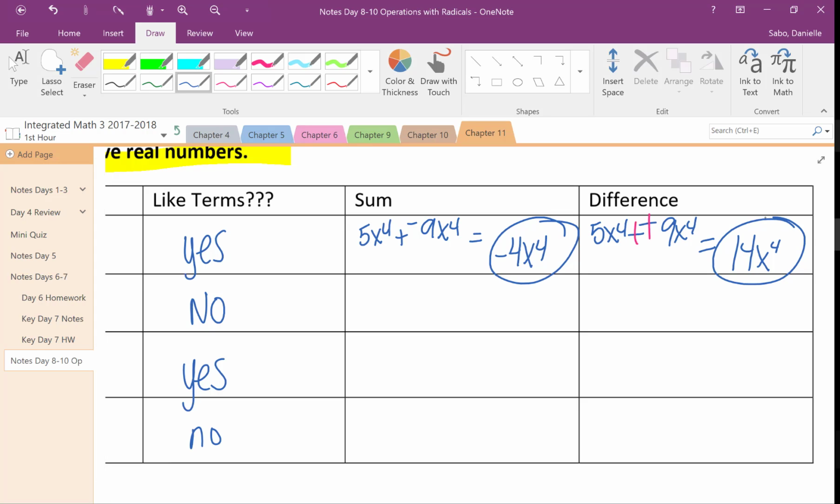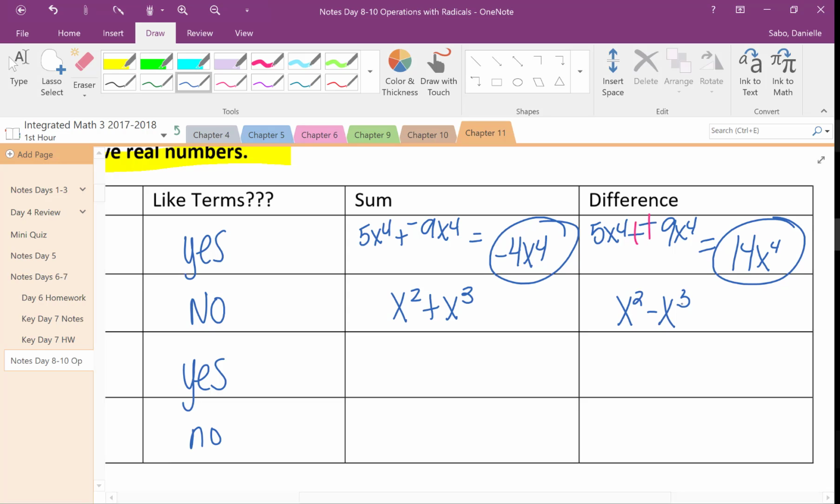Cool. If they are not like terms, it's pretty straightforward because you can't combine them. So we would just rewrite it out. I would just have x squared plus x cubed. I can't do anything. I could just write it like this. Same thing with the difference. I can't add or subtract anything, so I'm just going to rewrite it out.